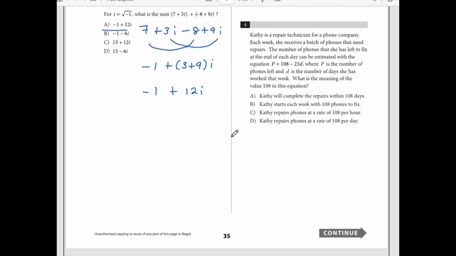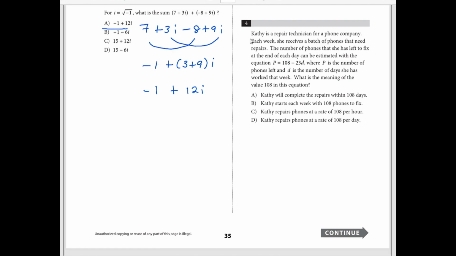Go to fourth question. Kathy is a repair technician for a phone company. Each week she receives a batch of phones that need repairs. The number of phones that she has left to fix at the end of each day can be estimated with the equation. Okay, let's write the equation. P equals 108 minus 23D. So what's D? D is the number of days she has worked that week.